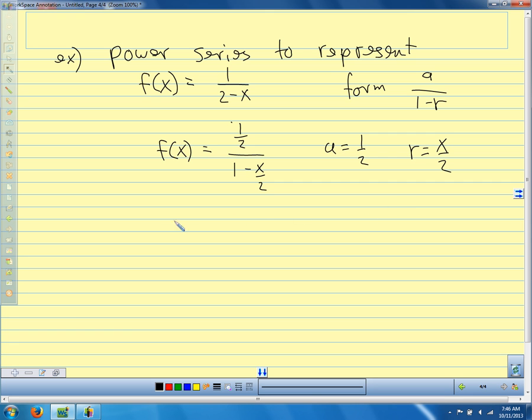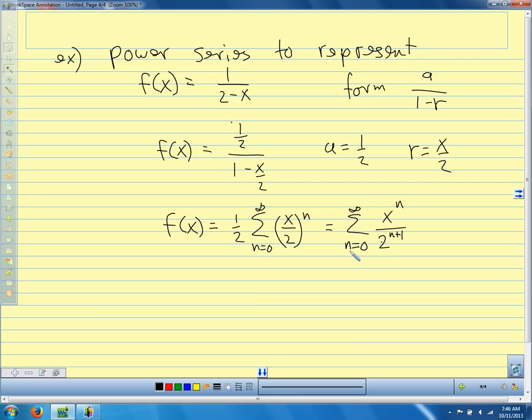So I can write f of x equals 1/2, I'm just going to bring the 1/2 out front, the sum from n equals 0 to infinity of x over 2 to the n. I could also write this as the sum from n equals 0 to infinity, and I can bring this 2 inside, so I'd have x to the n over 2 to the n plus 1. So that plus 1 accounts for this extra 2.